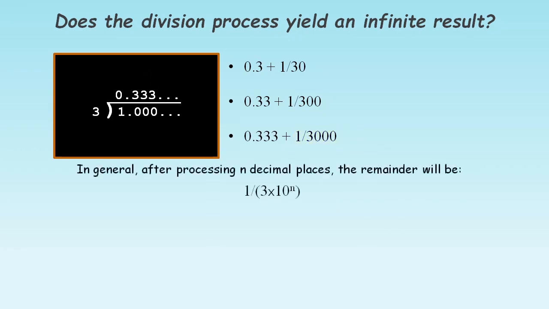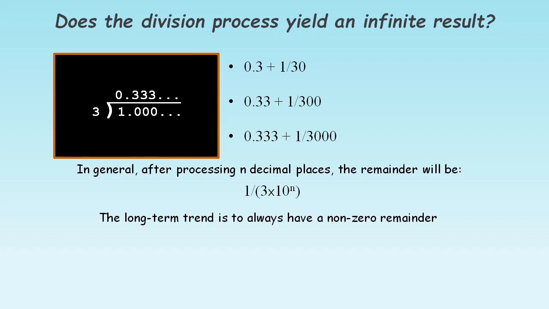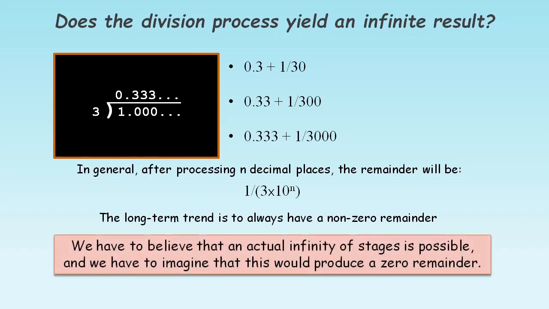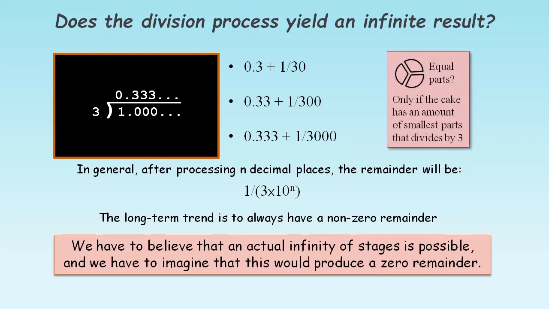But does the division process really produce an infinite result? After processing n decimal places, there is a remainder of 1 over 3 times 10 to the power n. So there will always be a non-zero remainder. The remainder can't go away. So we might come to the conclusion that 1/3 can't be fully represented in base 10, and that not all cakes can be divided into exactly 3 equal parts.